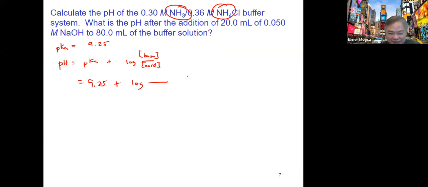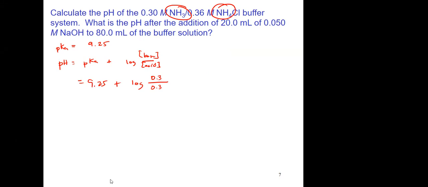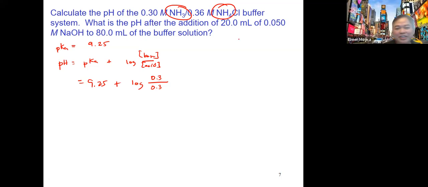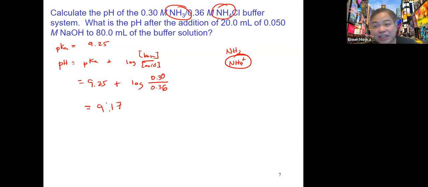So alin ang point dito? So alin yung base dyan sa dalawang yan? You have here an NH3 and an NH4 plus. So usually an acid is 1 H more. So you have here a 0.30 and a 0.36. So ano yung pH mo? Anyone? So you have here 9.17. Example lang yan kasi ang sabi daw walang calculation.